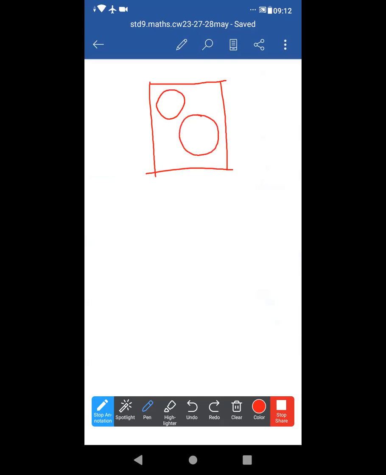Can you tell me this height? 12. 12 meter or centimeter? 12 meter. And the base will be 7 meter. This smaller one is 1 meter and this one is 2 meter. This one 2, this one 1, and this one 7. The base will be 7.